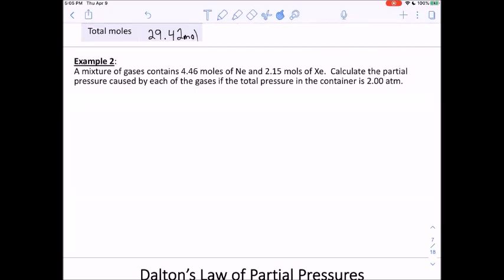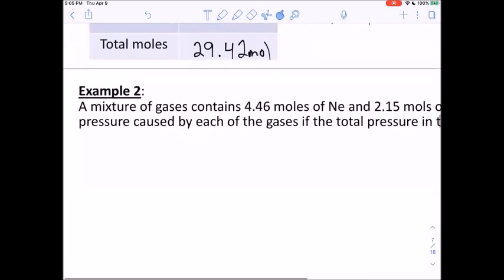So for this one here, we're told that our mixture of gases has 4.46 moles of neon and 2.15 moles of xenon. And we want to know what the partial pressure of each of the gases is, knowing that the total pressure is 2 atmospheres. So first thing I need to do is figure out the mole fraction for each of these gases so that I can multiply it by that total pressure to figure out what the partial pressure would be. So I'm going to go ahead and figure out the total amount of moles of my gases.